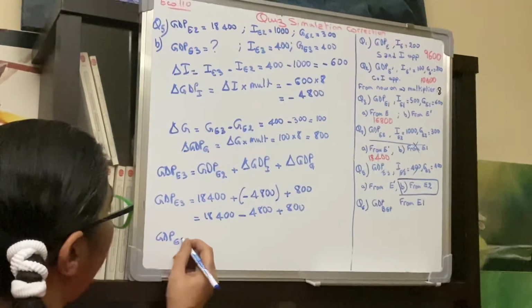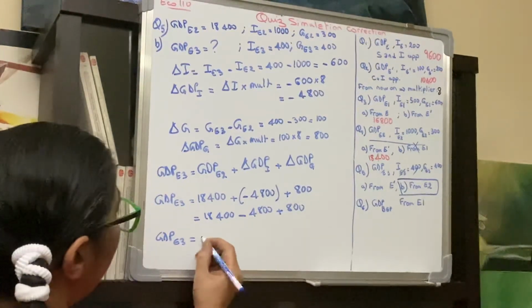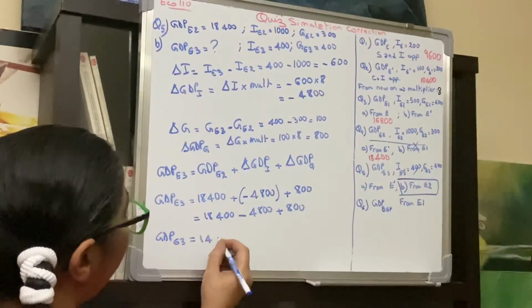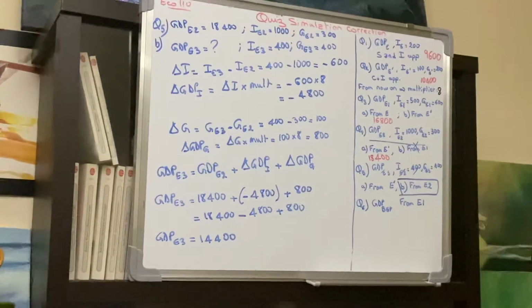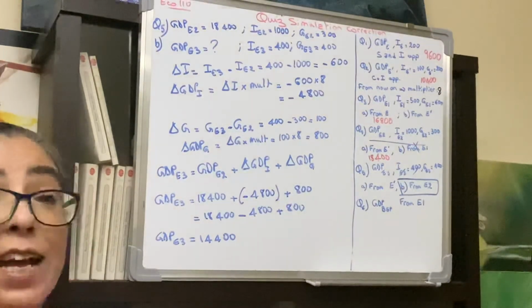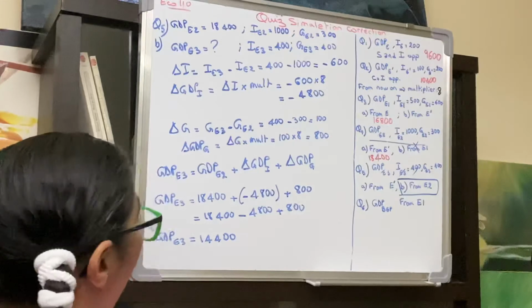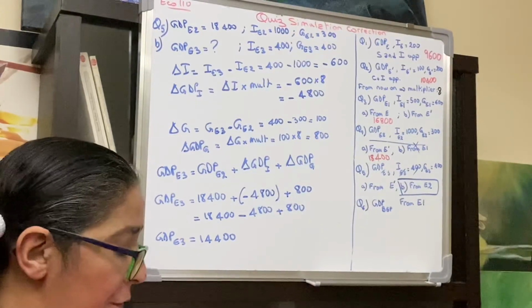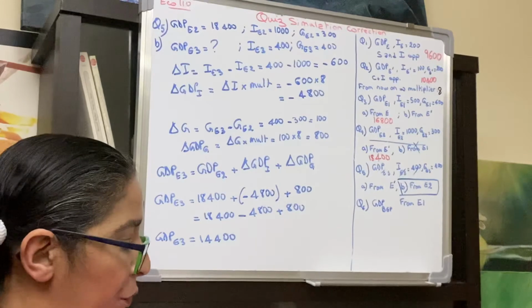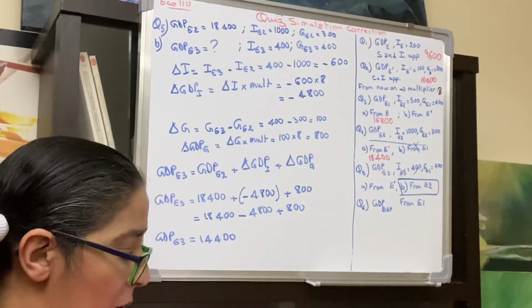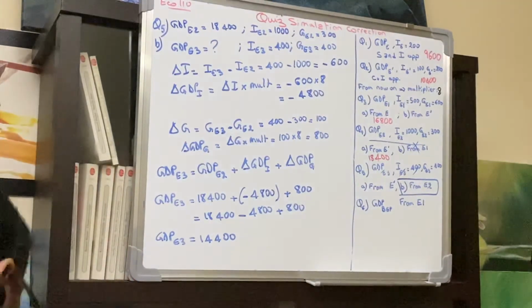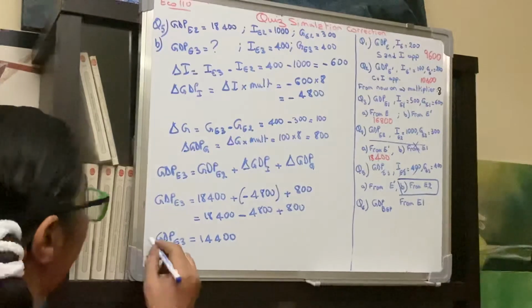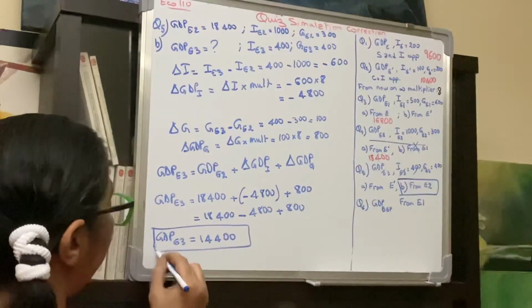GDP at E3 is equal to 14,400, I guess. Amy, use your calculator, please. You know that sometimes you make huge mistakes when you're on the board, just like any other student. Okay, 18,4 minus 4,8 plus 8. Yeah, 14,400. So that's my GDP at E3.